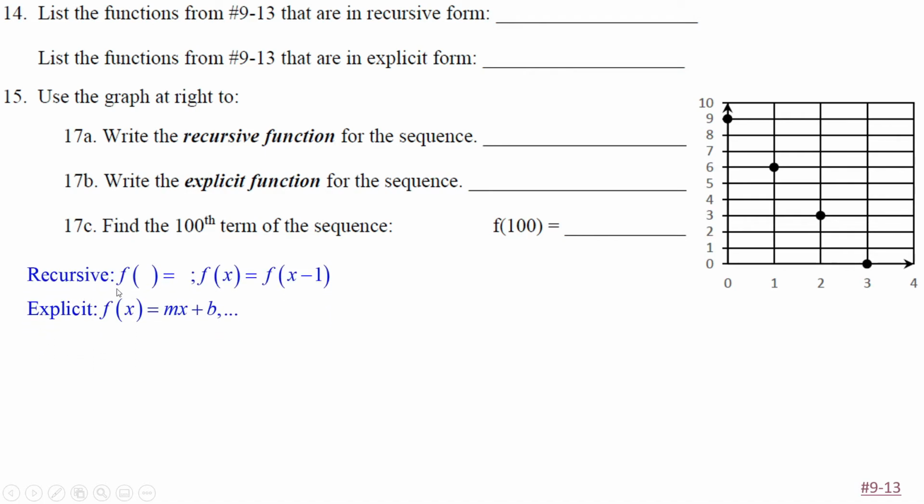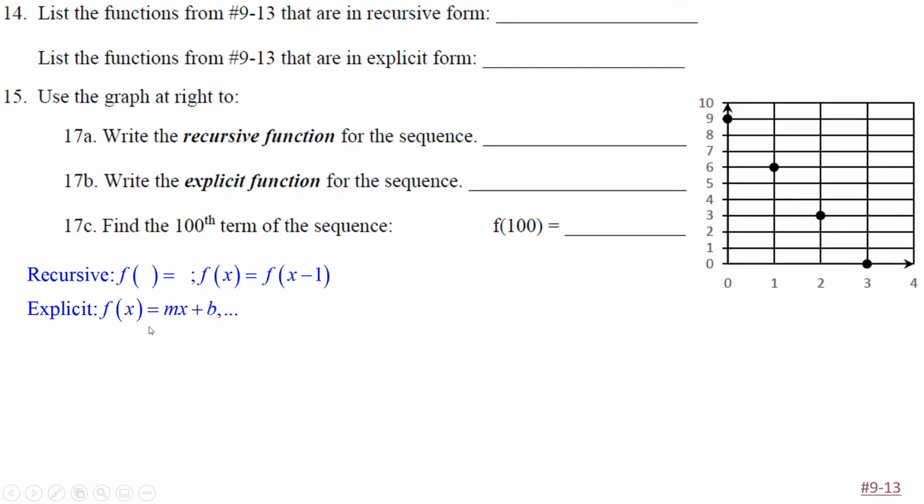For recursive, I am looking for an initial condition in function notation, f of some number equals another number, and then my recursion equation will be f of x equals f of x minus 1, and then I'm either going to multiply, add, or subtract to my f of x minus 1 right there. So that's recursive. Now explicit, here's one example, f of x equals mx plus b.